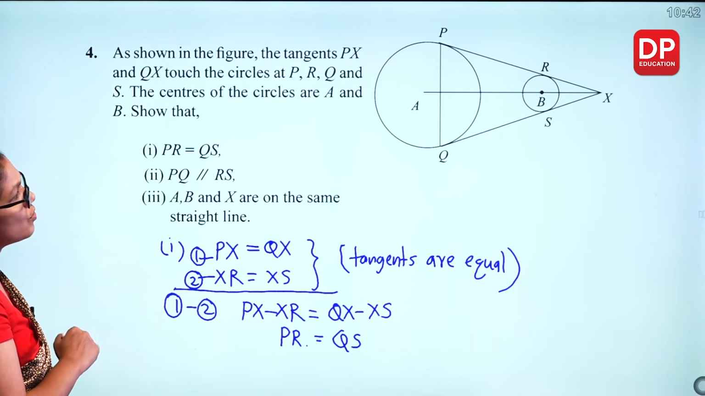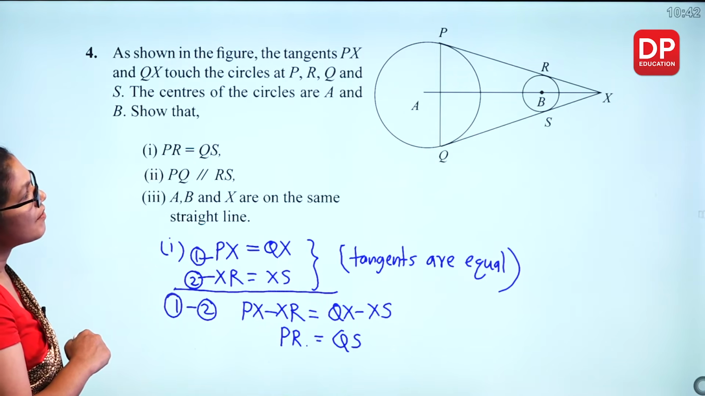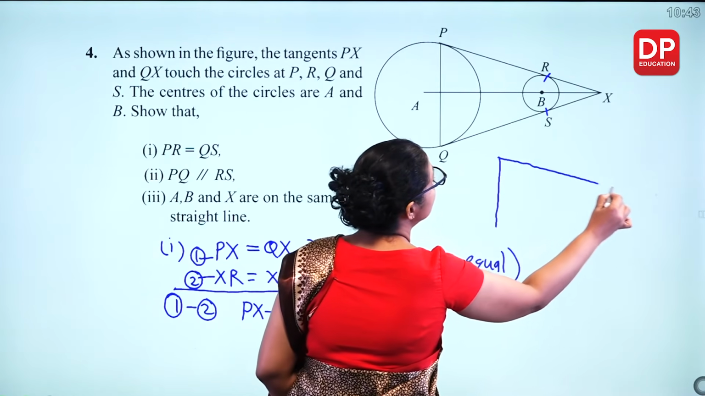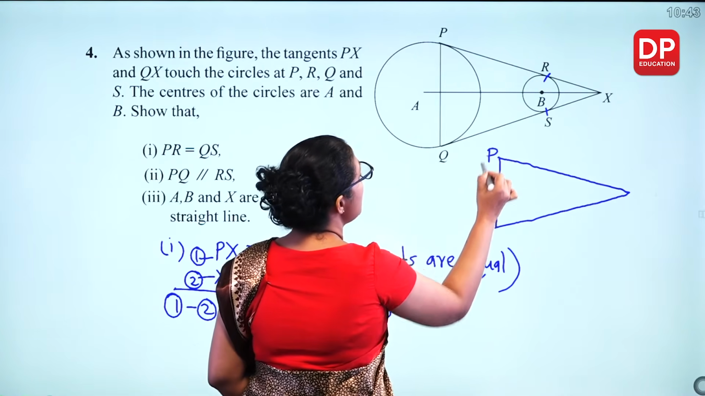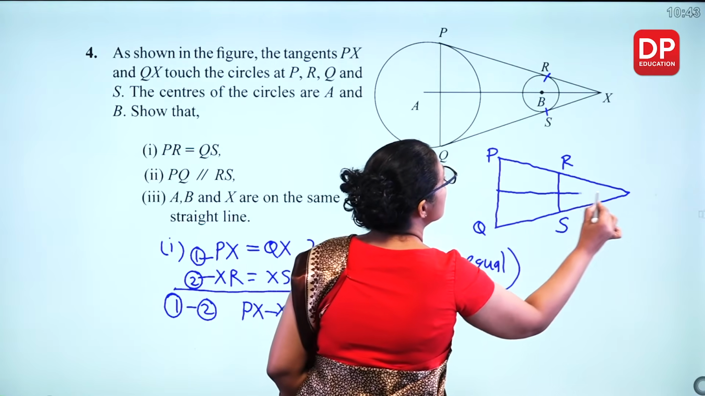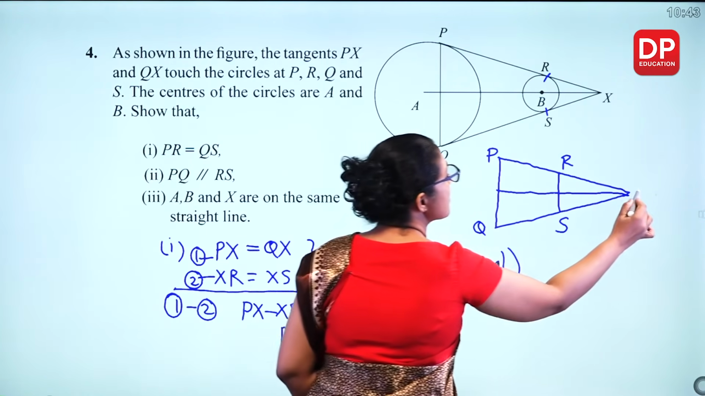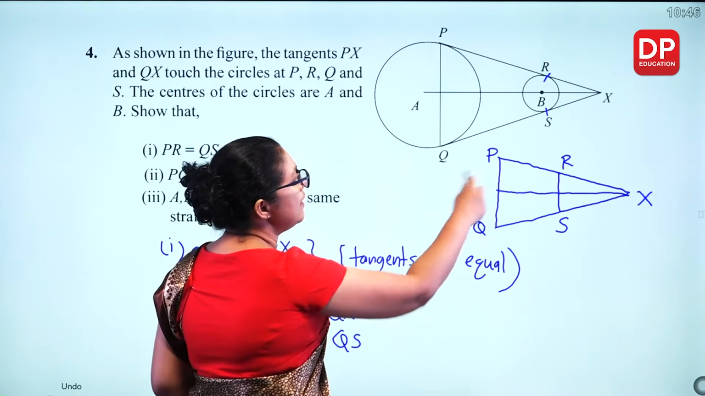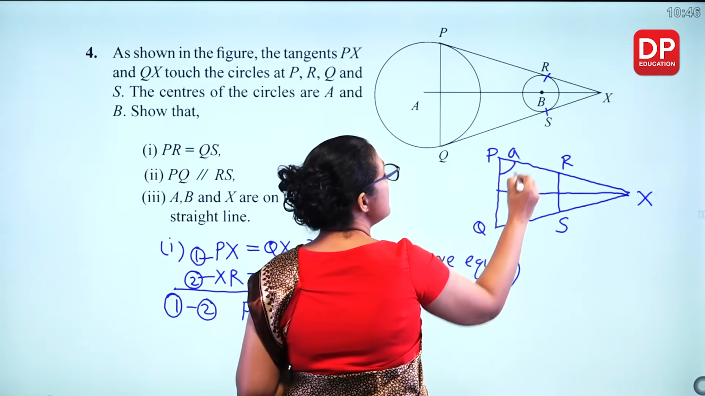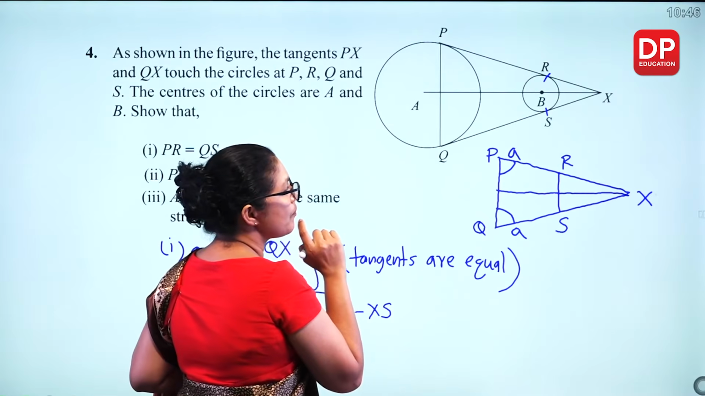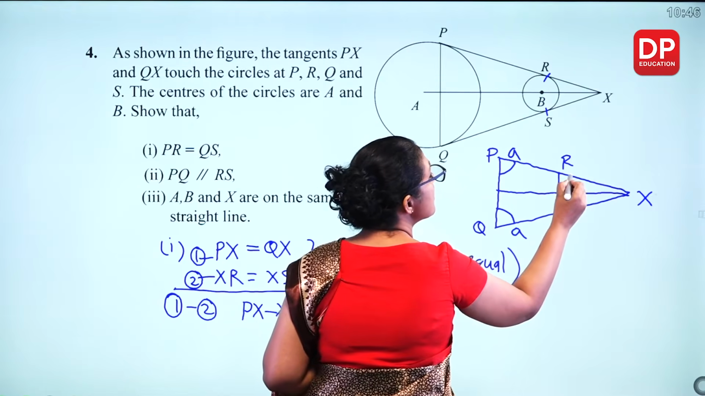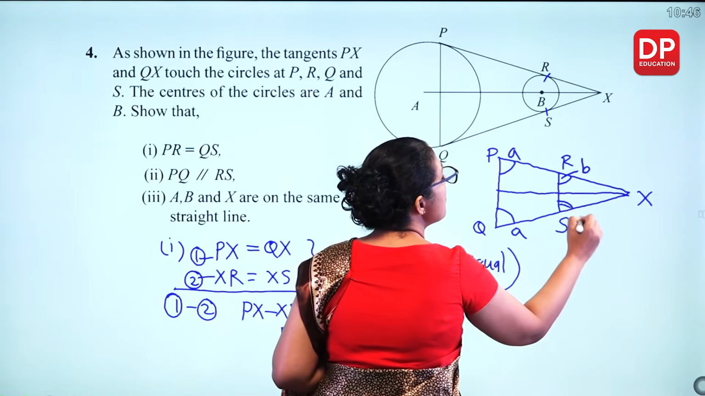Second part, PQ is parallel to RS. We'll take this triangle, PQ, RS, and this is X. In this diagram, we know PX is equal to QX. No? So this angle is same as this angle. And also we know RX is equal to RS. This angle is same as this angle.